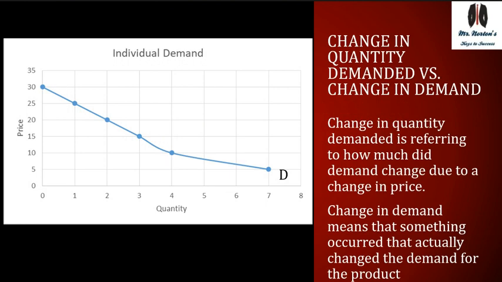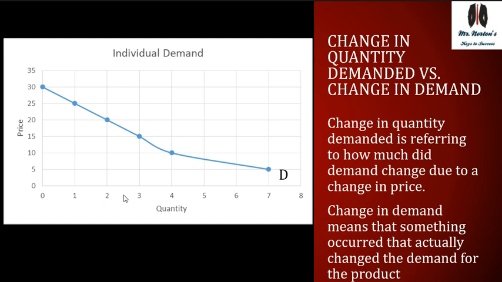First of all, a change in quantity demanded is basically referring to how much demand changed due to a change in price. So here I can talk about how much the demand changed because the price went from $30 to $20. It's pretty easy. It went from 0 quantity demanded to 2 quantity demanded. So that's basically all we're doing. Anytime I ask you how the quantity demanded changed, that's basically it.